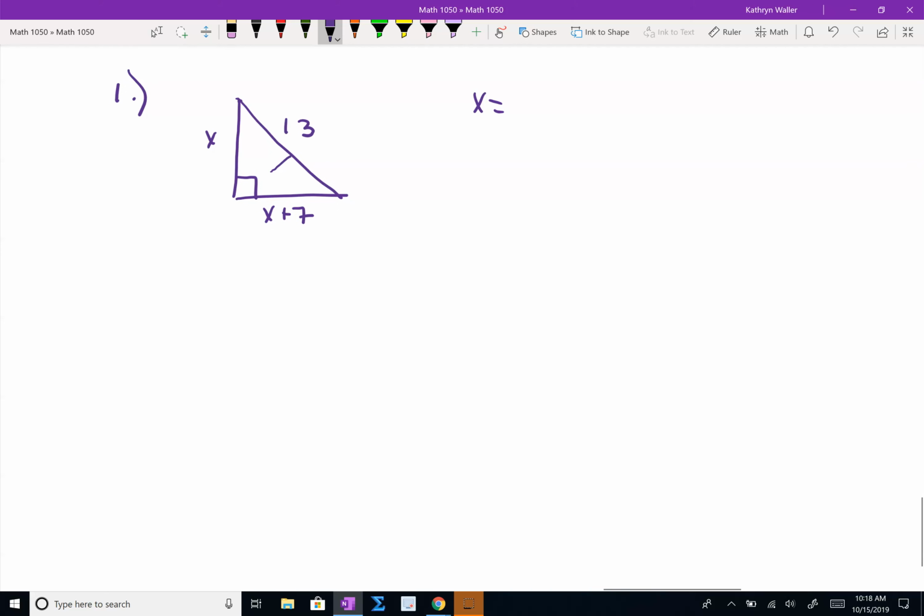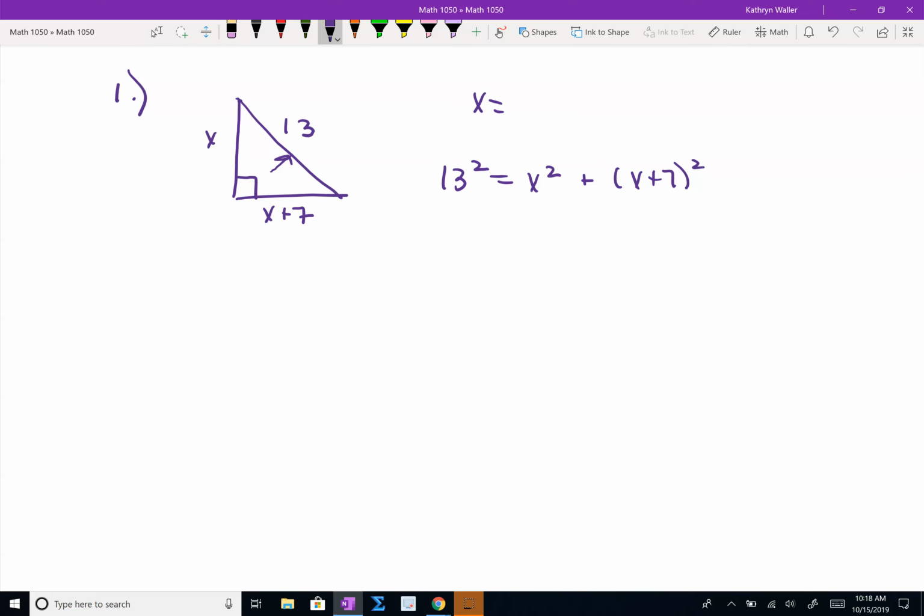Remember, across from the 90, that's the guy that goes alone. So you go 13 squared equals the other two sides squared and added. So it'd be x to the second plus, in parentheses, x plus 7 squared. Who says I'm with you?